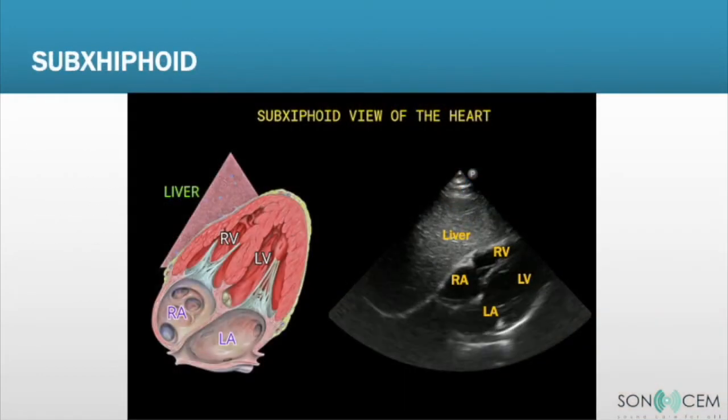This is what we expect to see in the subxiphoid view. We are looking for free fluid at the pericardial space. This is the liver and this is the heart. This is the right atrium, right ventricle, left atrium, and left ventricle.